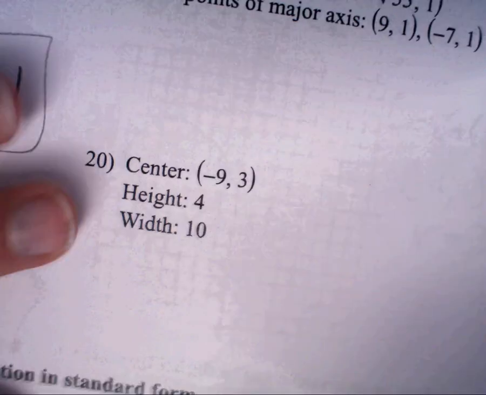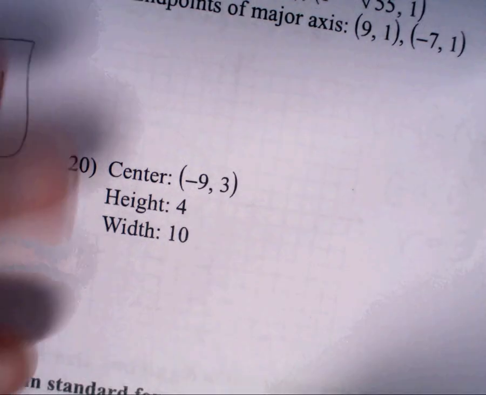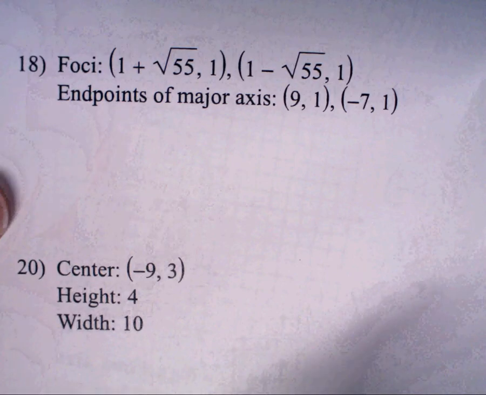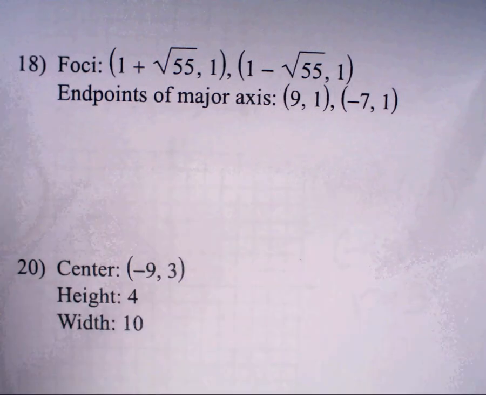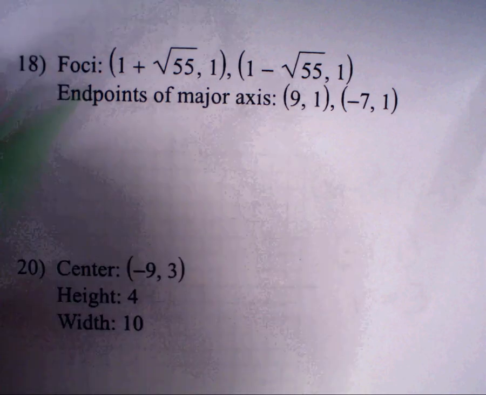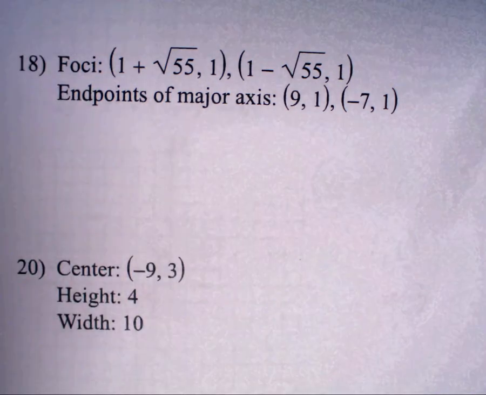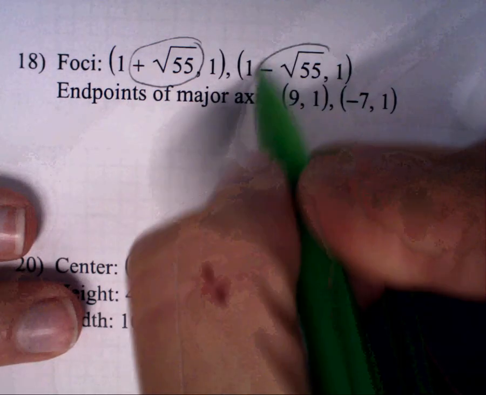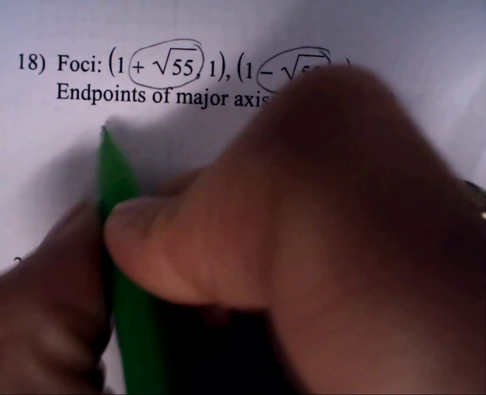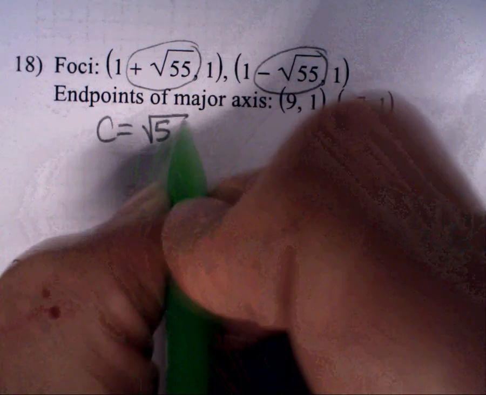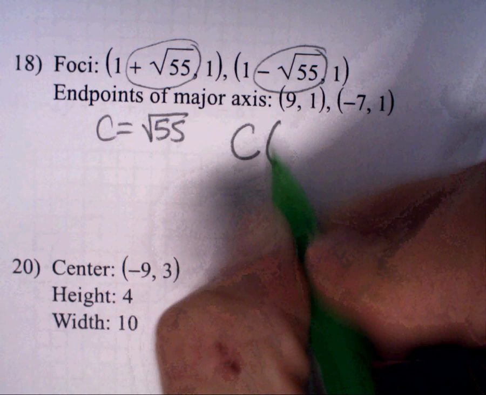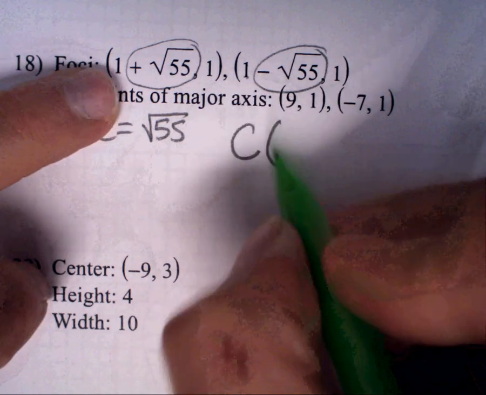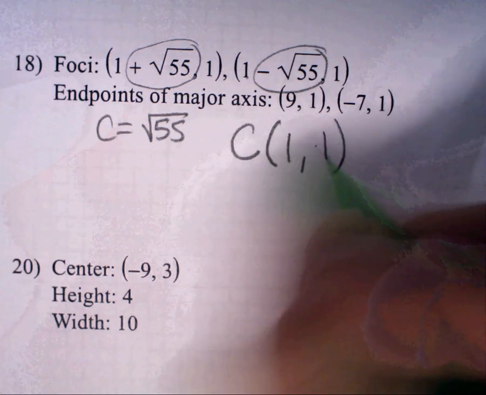We're going to do probably about two more. So let's look here. We have endpoints on the major axis and our foci. From your foci, you can tell your center, because remember, we always put the foci on our center line. We can actually already tell the c value too. The c value is plus or minus square root of 55, so c equals square root of 55. My center comes from what's here, 1, comma 1. I got my center, I got my c.